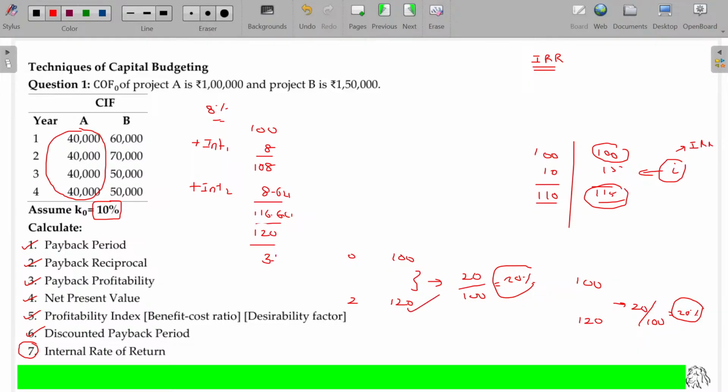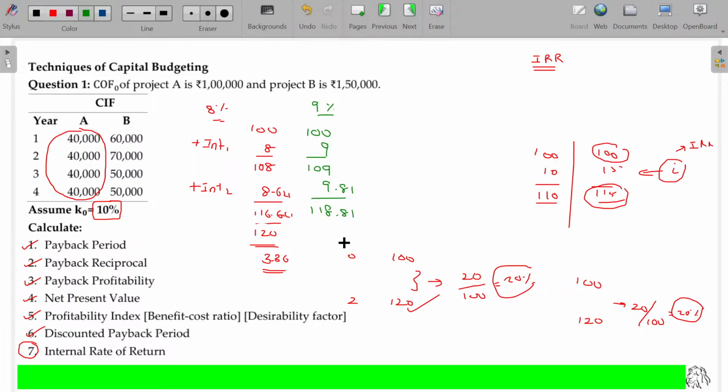3.36 is the difference. So definitely 8% is not the answer. What can we do? Go for 9%. If we go for 9%, the 100 rupees I have invested will fetch me 9 rupees interest by the end of the first year. Then it becomes 109. Next year for this, 9.81. So the overall value is 118.81.